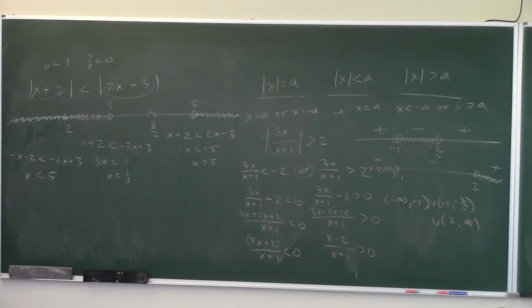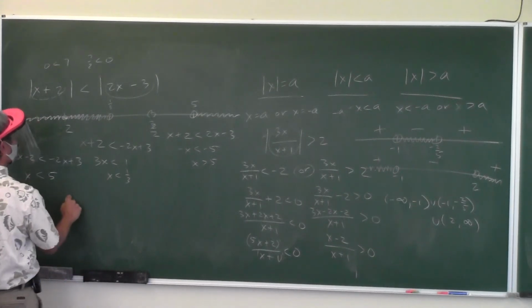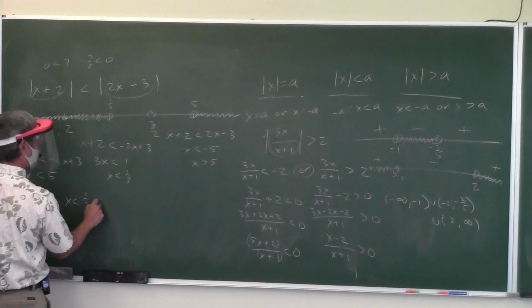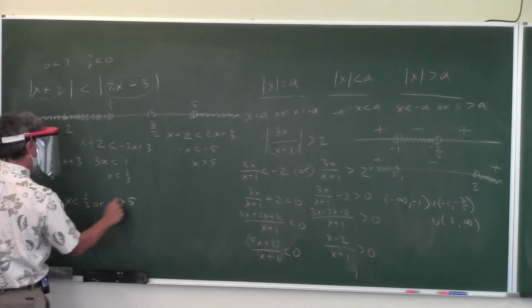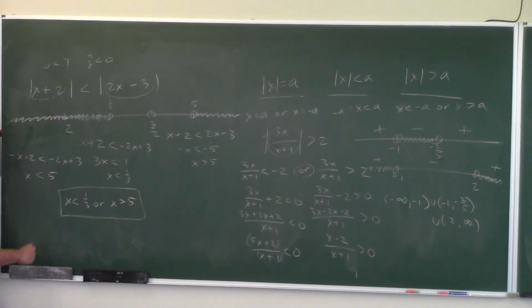Okay, so now to get your answer, you stand back and you look at whatever's on your number line. That's the answer. So your answer is going to be x is less than 1/3 or x is greater than 5. That's your answer. This is called the number line method. This method works on everything.